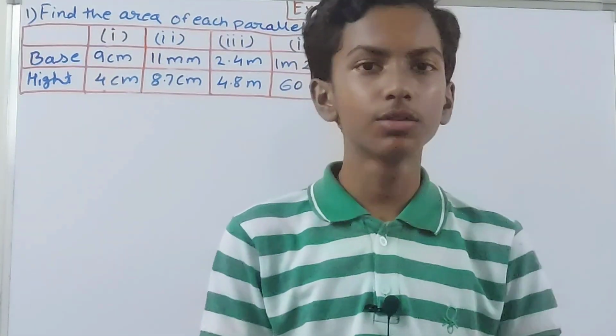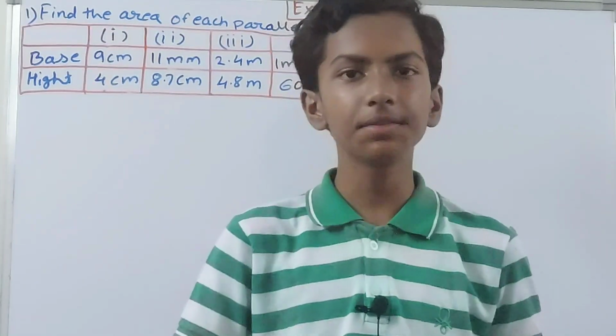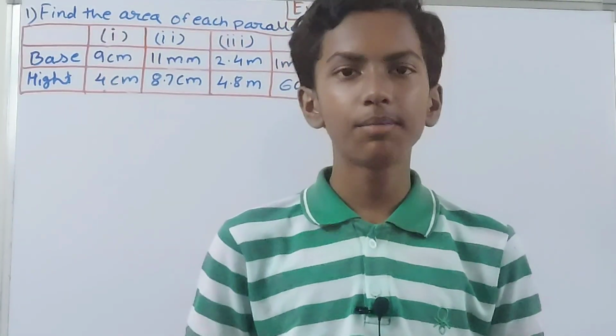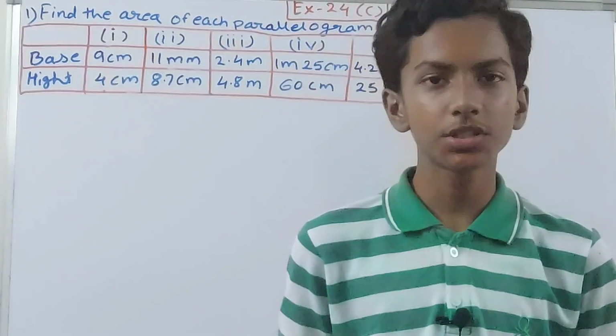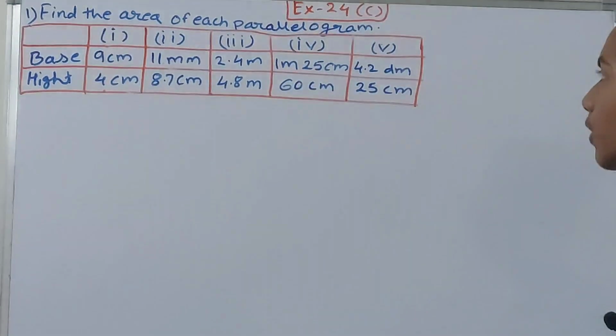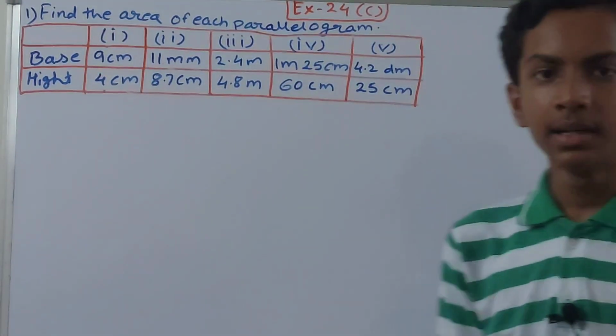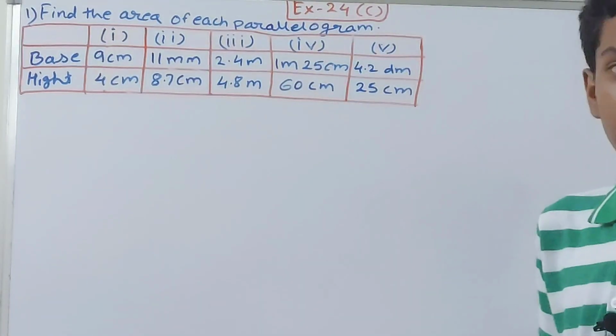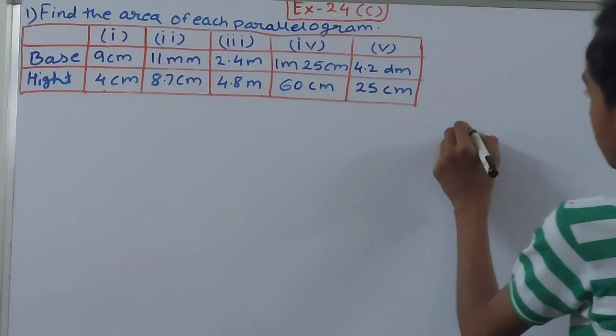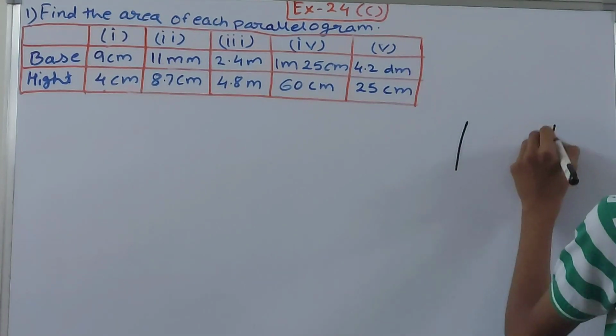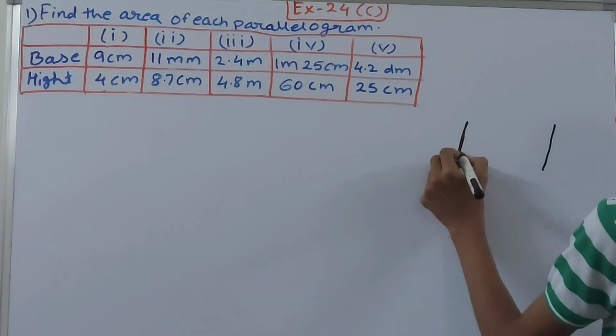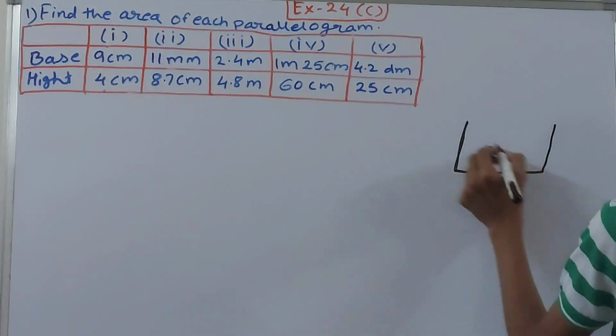In this video we are going to solve ICSE Mathematics Class 7 Chapter 24 Area and Perimeter Exercise 24C Question 1. This one is find the area of each parallelogram, right? So we all know what a parallelogram is, right? It's a figure like this. This is what a parallelogram looks like.